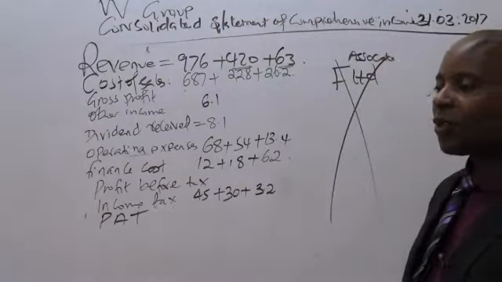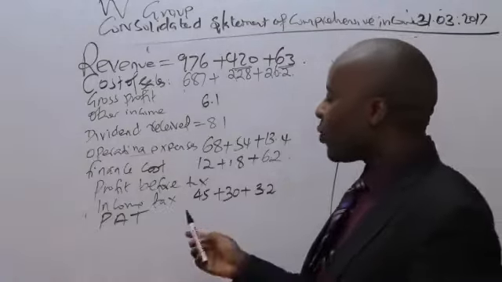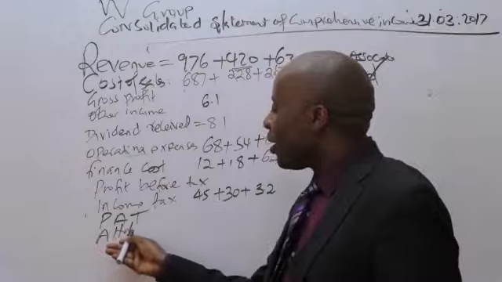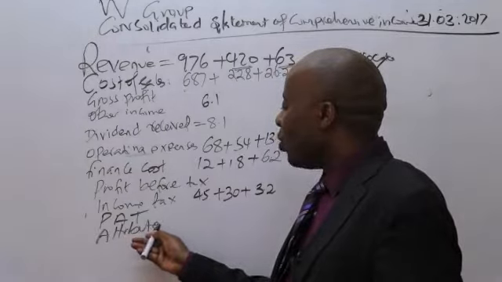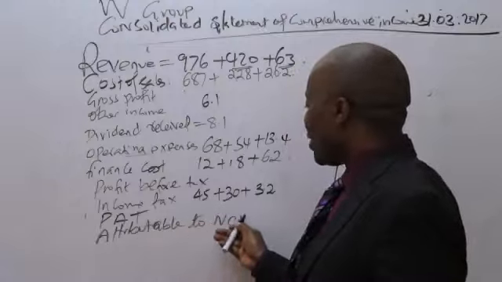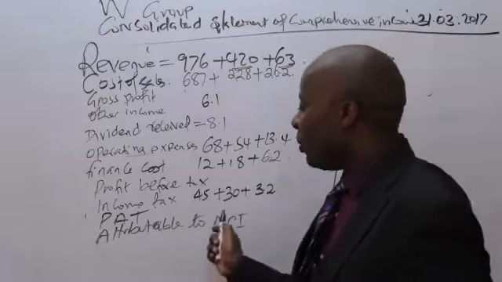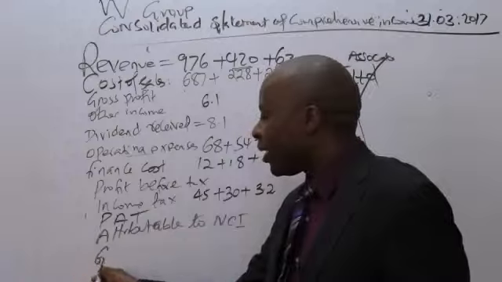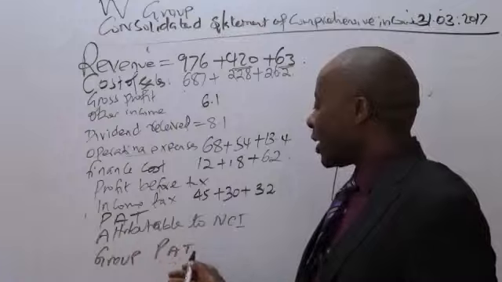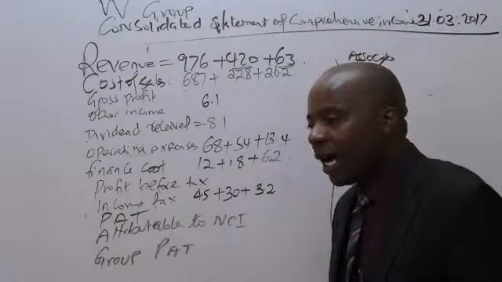Profit after tax. Once you get this profit after tax, you deduct what is attributable to NCI. For what is attributable to NCI, you'll be able to get a working. And then you will be able to get the group profit after taxation.